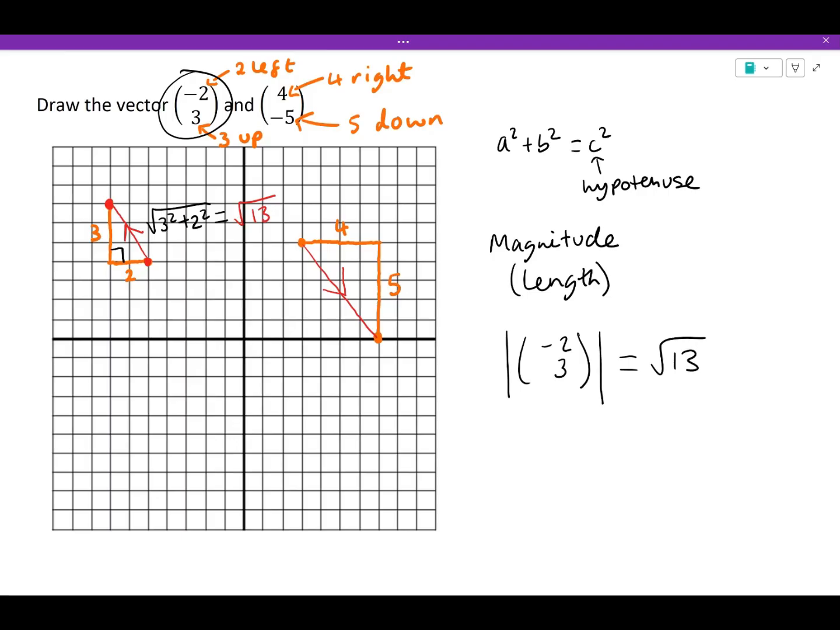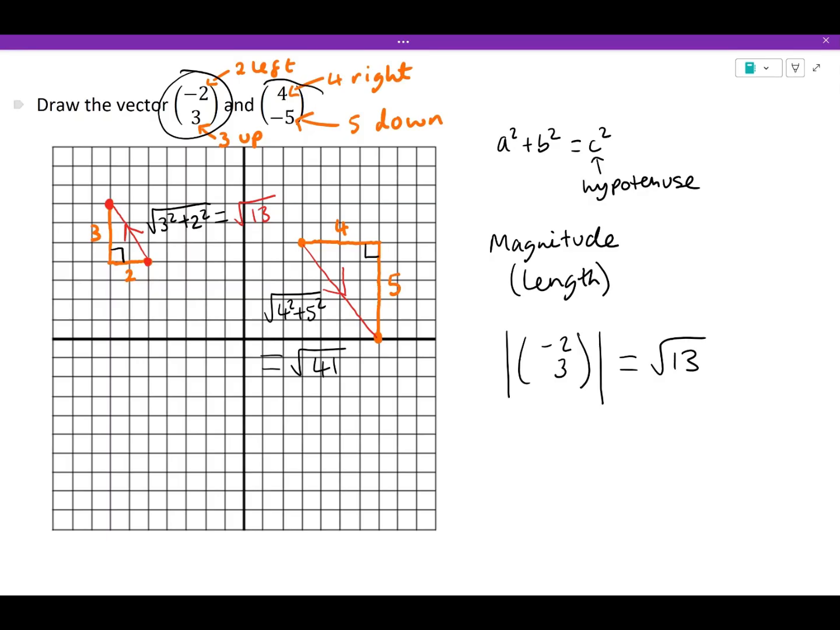Okay, let's do our other one then. Okay, what we could do is we're going to write our right angle here. And once again, we're finding the hypotenuse. It's always the hypotenuse. So the calculation we would do is the square root of 4 squared plus 5 squared. Okay, now 4 squared is 16, 5 squared is 25. We add them together, we get the square root of 41. Okay, like that.